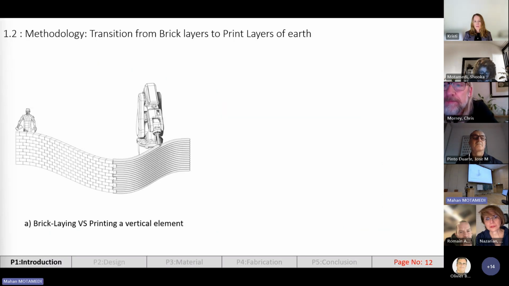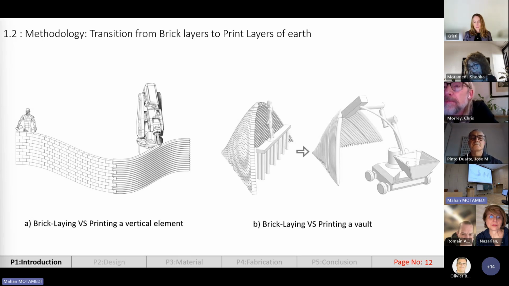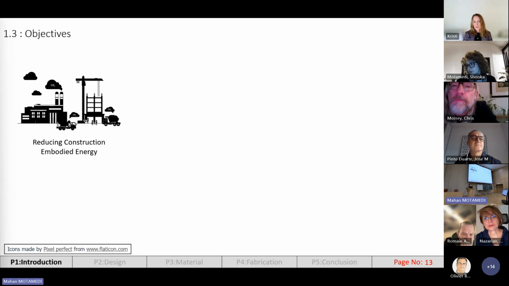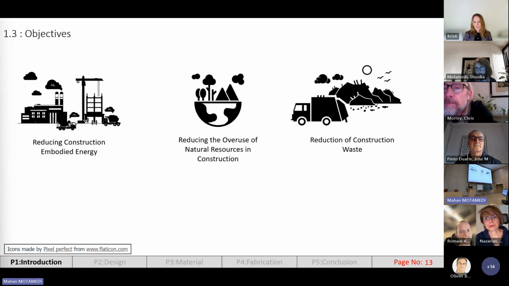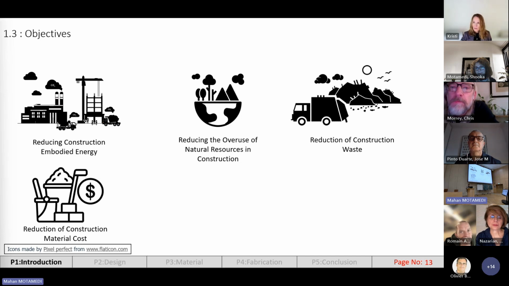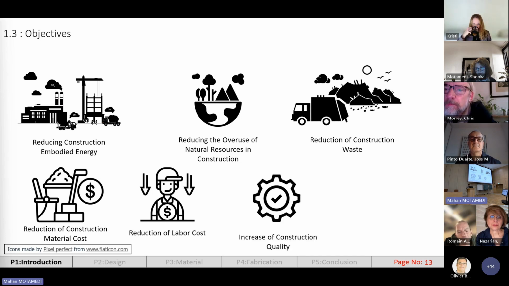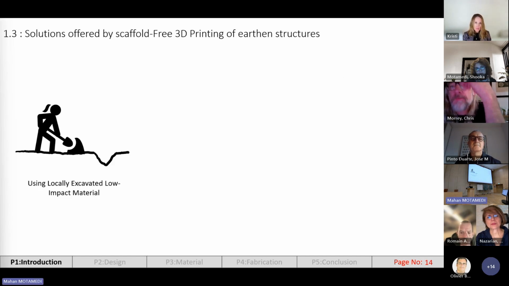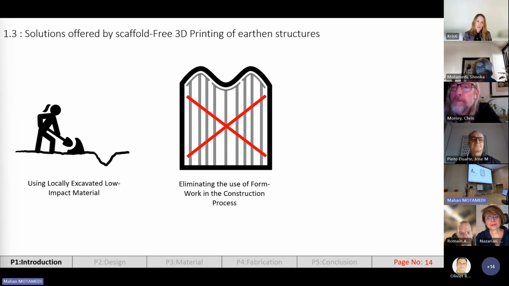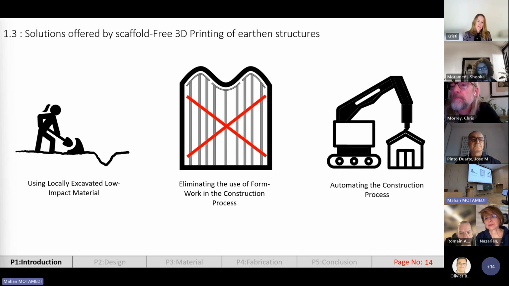The methodology of this research is to make a transition from brick layers to print layers, and to take inspiration from the techniques of the ancient masons and imitate their technique in order to print vaults without any scaffolding. The objective of this research is to reduce construction embodied energy, reduce the overuse of natural resources, reduce construction waste, labor cost, and material cost, and increase construction quality and speed. The solution offered by Scaffold-Free 3D Printing of Earthen Shells is using locally excavated low-impact material, eliminating the use of formwork in the construction process, and automation in construction.